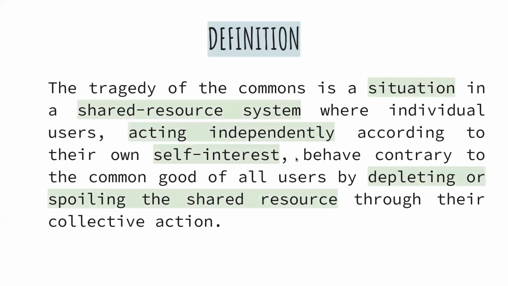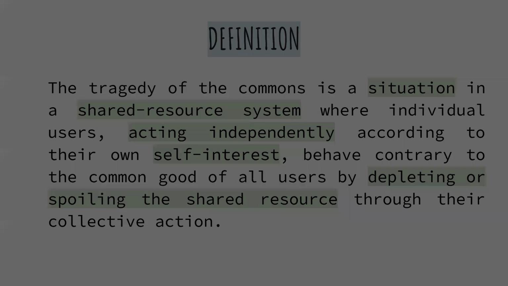First, let's start with the definition of what tragedy of the commons means. The tragedy of the commons is a situation in a shared resource system where individual users acting independently according to their own self-interest behave contrary to the common good of all users by depleting or spoiling the shared resource through their collective action. So here the operational words that are important are shared resource system, acting independently according to their own self-interest, and depleting or spoiling the shared resource.